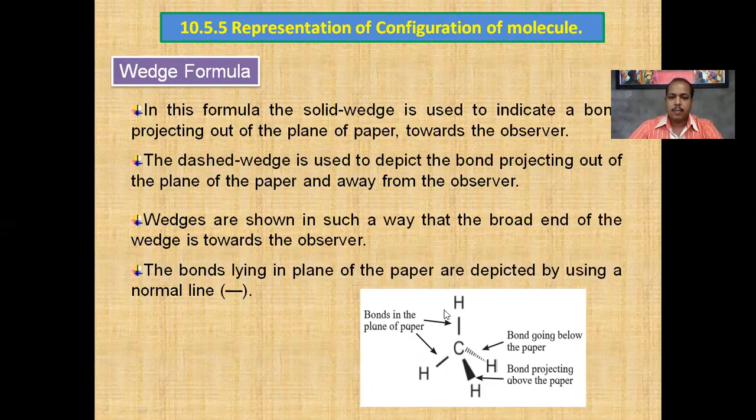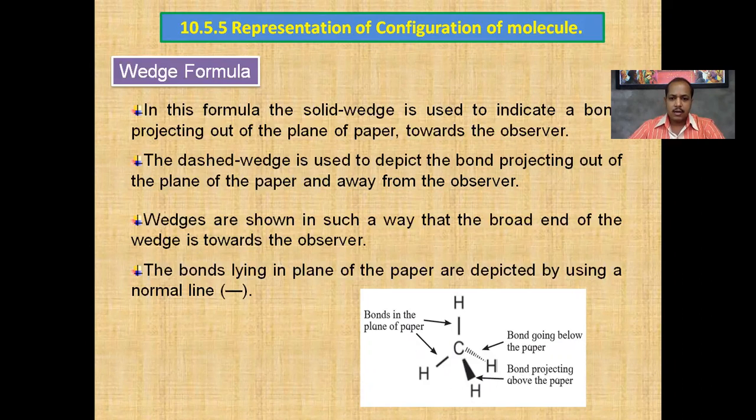That is, this is a molecule of methane. The methane molecule has a tetrahedral structure. So this tetrahedral structure, how can we represent it? Look, this formula, the solid wedge, is used to indicate a bond projecting out from this carbon towards the observer, a bond projecting above the paper. So by using this solid wedge, the observer can conclude that this bond is projecting towards the observer above the paper.